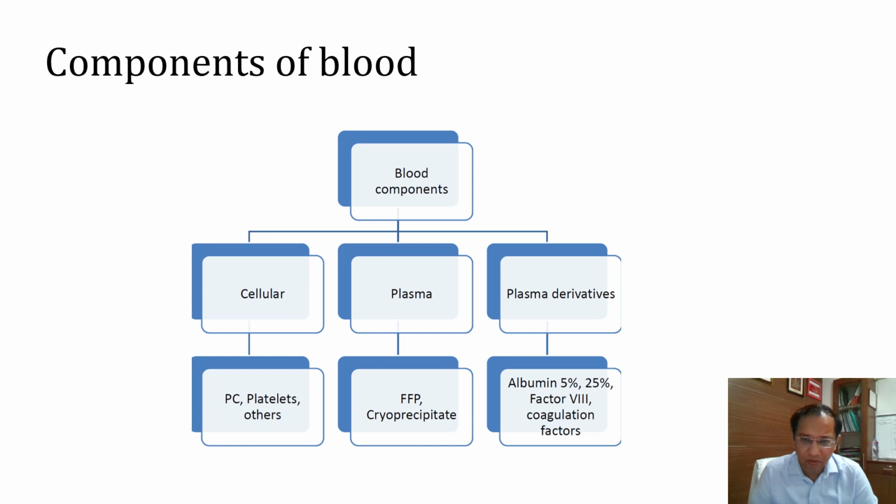So out of the components of the blood, you can see that there are cellular components, plasma, and plasma derivatives. The cellular components can be platelets or red cells. Red cells are the most numerous. We have the plasma from which we prepare the FFP and the cryoprecipitate, and the plasma derivatives, from which we prepare the albumin, that is 5%, 20%, 25%, factor VIII, and coagulation factors.